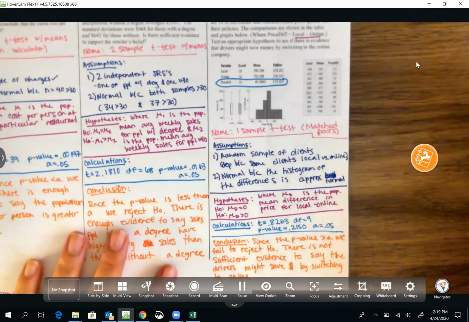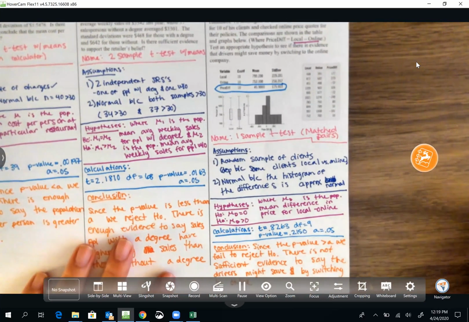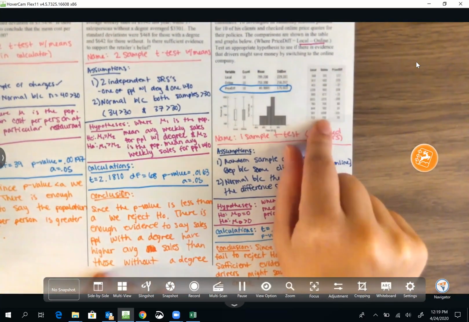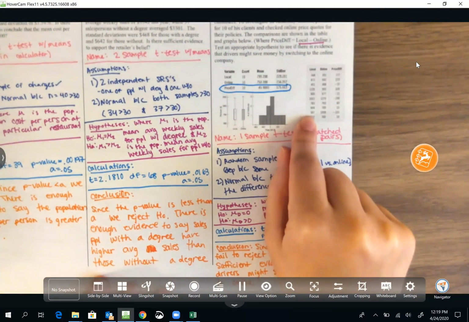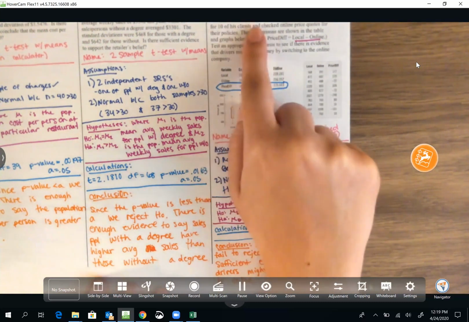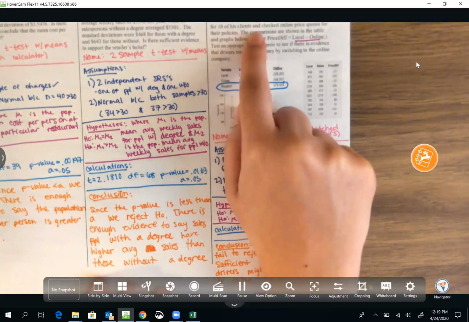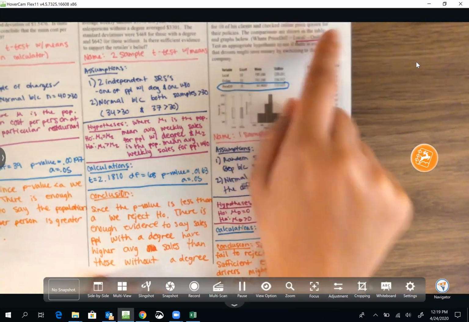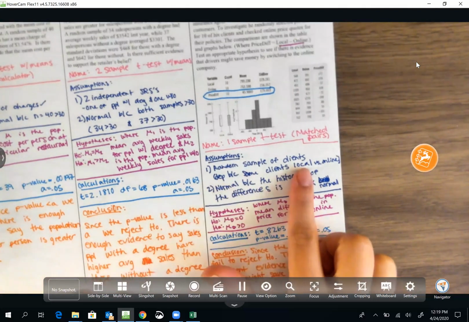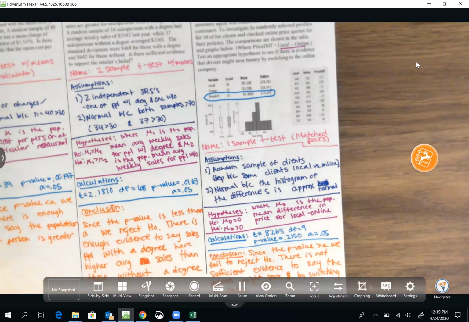Over here, I have a matched pairs. So this was matched pairs. So we have 2 samples, kind of. We have online prices and local prices, but they're for the same customer. So he randomly selected profiles of 10 of his clients. So it would be an SRS of 10 clients, or a random sample. So yeah, a random sample of clients, and they're dependent because it's the same clients, local and online information.